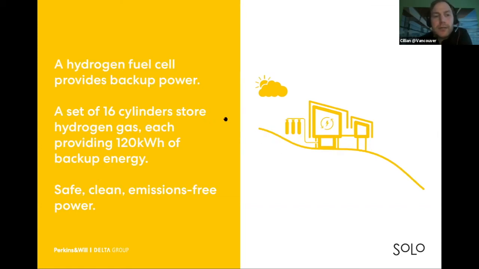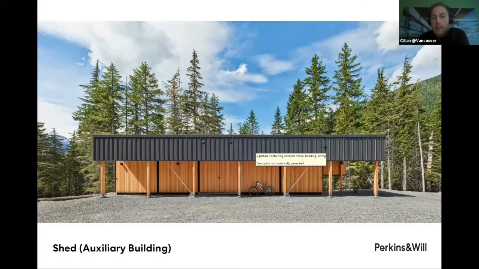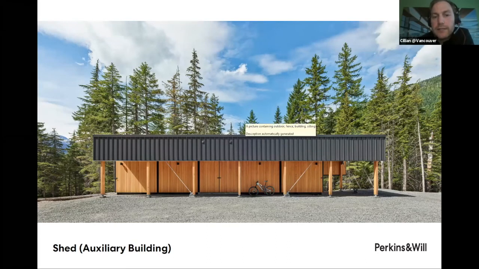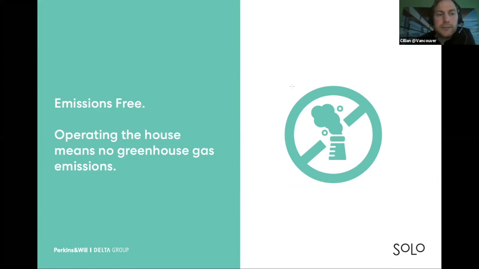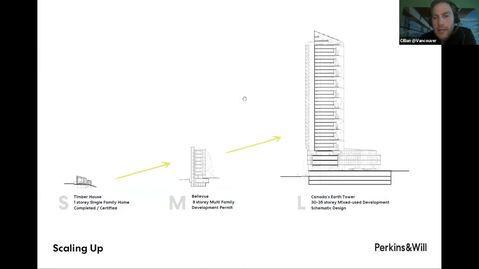So that then is where the hydrogen fuel cell comes into play. You need somewhere to put them. So Derek and Ike designed what's probably the most beautiful shed, a nice sort of outhouse to house all the systems that are associated with it. So the hydrogen fuel cell and the battery packs sit in there. That means the project itself is emissions free. There's no combustion on site and no greenhouse gas in operation.